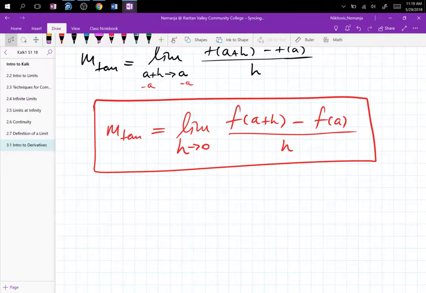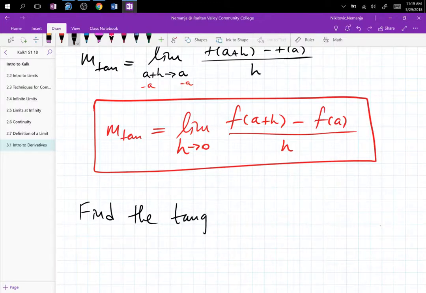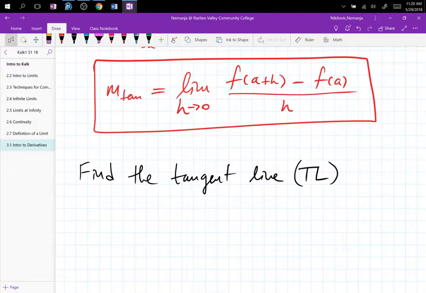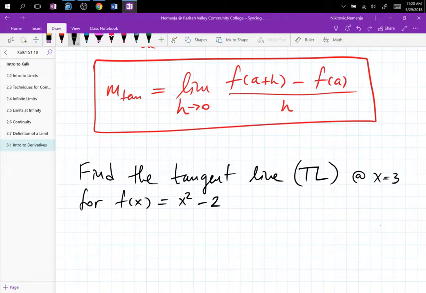So let's compute the tangent line. So find the tangent line. In the future, I will just put TL. So when I put TL, you know what it is. So when I say find the TL, that's the tangent line. Find the tangent line at x equals 3 for f of x equals x squared minus 2.